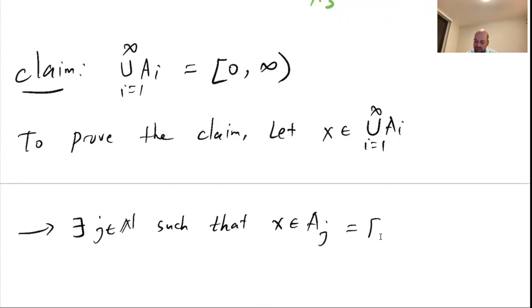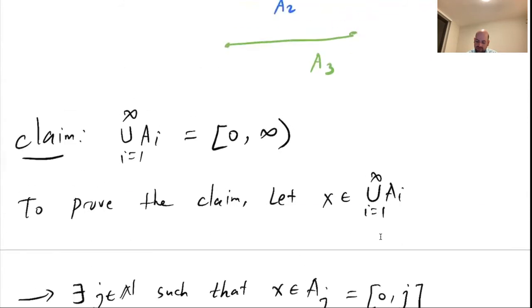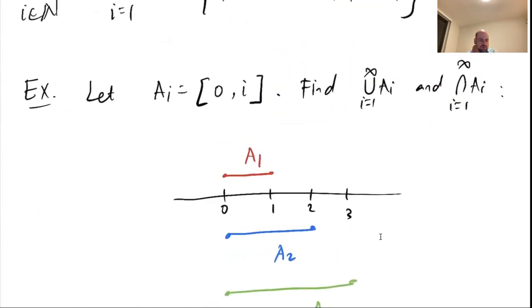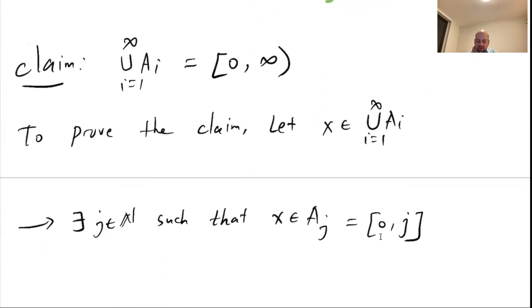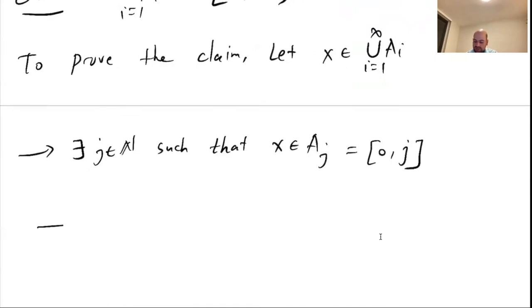And A_J is 0 to J, right? By definition, A_I is 0 to I, so A_J is 0 to J. And that means x belongs to 0 to infinity, because any interval of the form 0 to J, for a fixed J that is a positive integer, is obviously a subset of 0 to infinity.